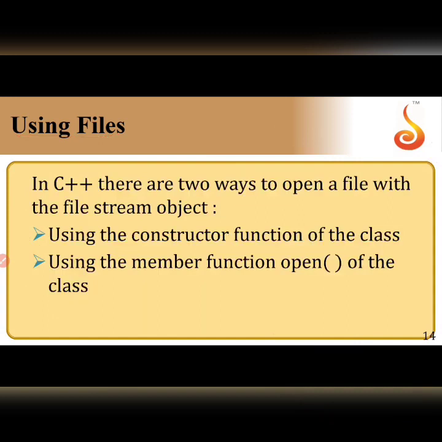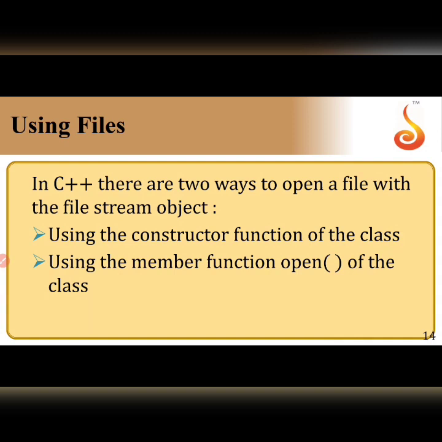Next is how to open a file. Whether you are opening it for reading or writing, you need to open a file first, right? So how do I open a file with a file stream object? If I have to read from a file, I need to open the file with an input stream object, and if I am writing to a file, I need to open the file with an output stream object.